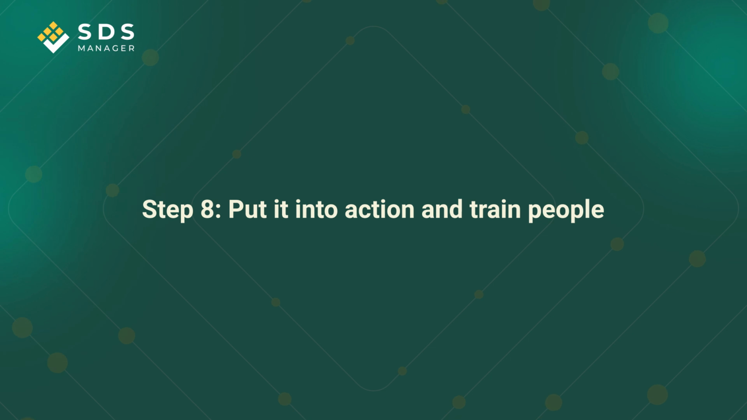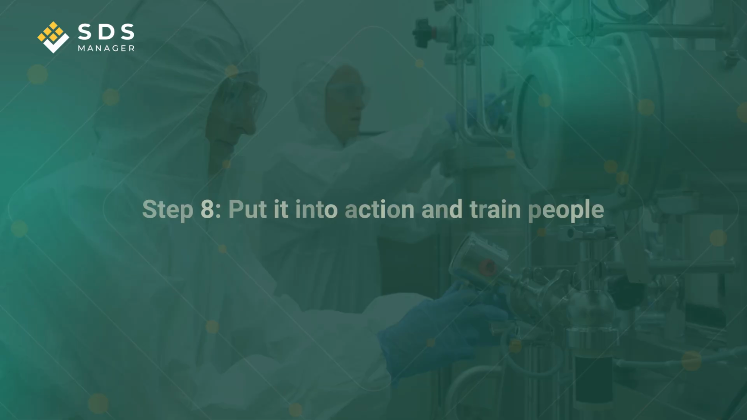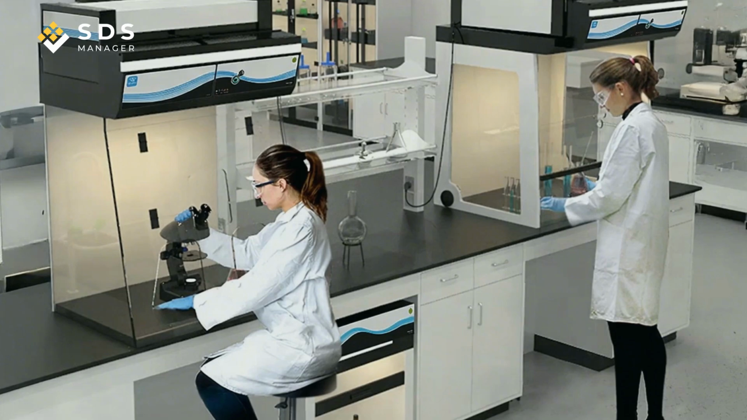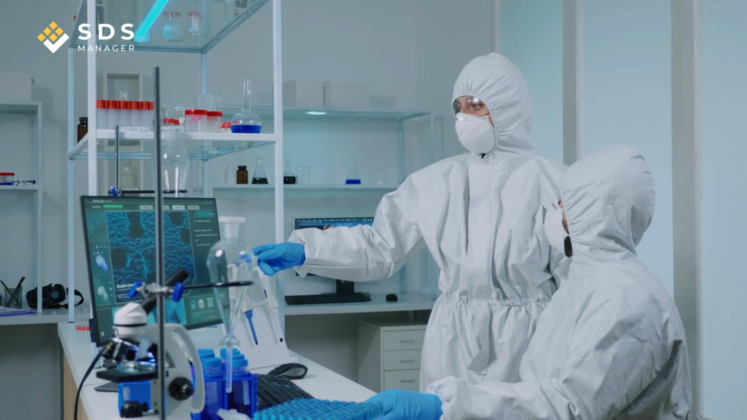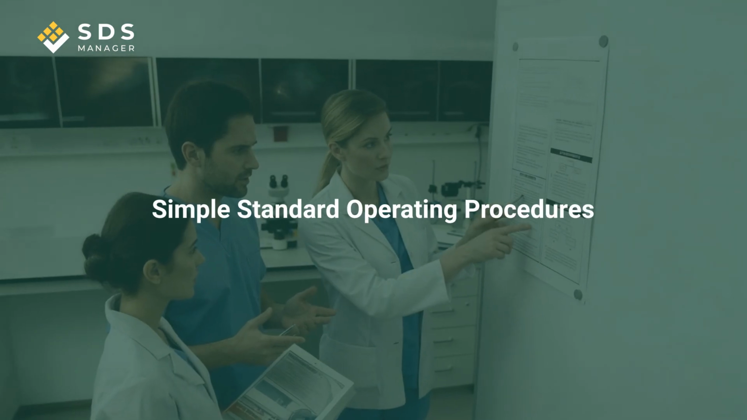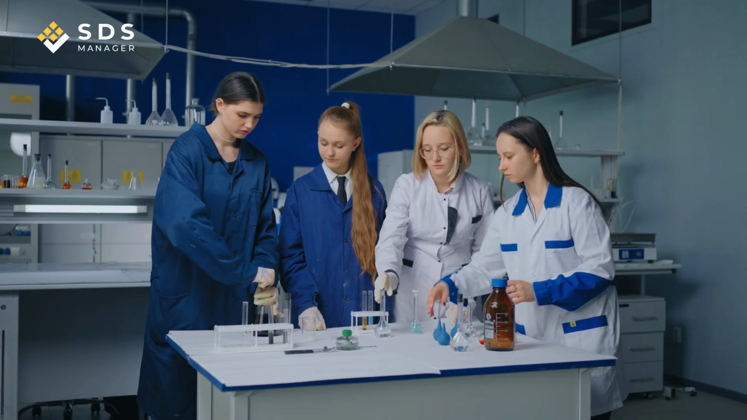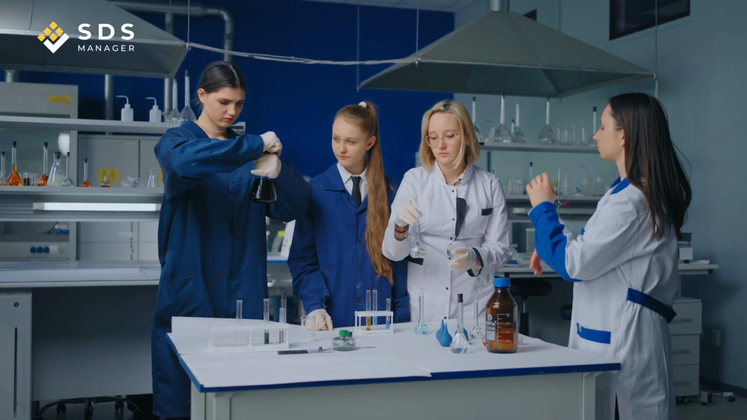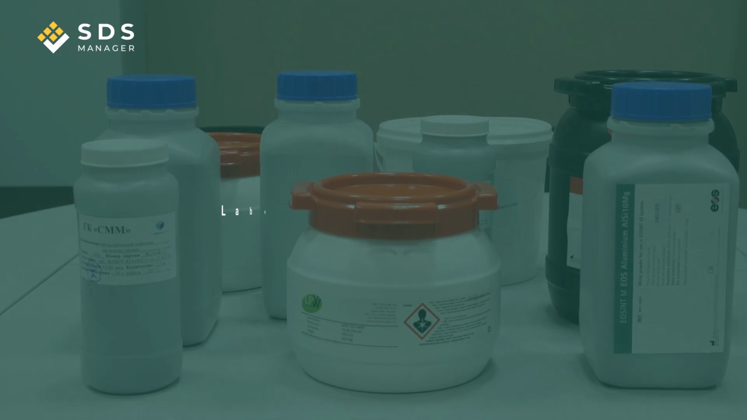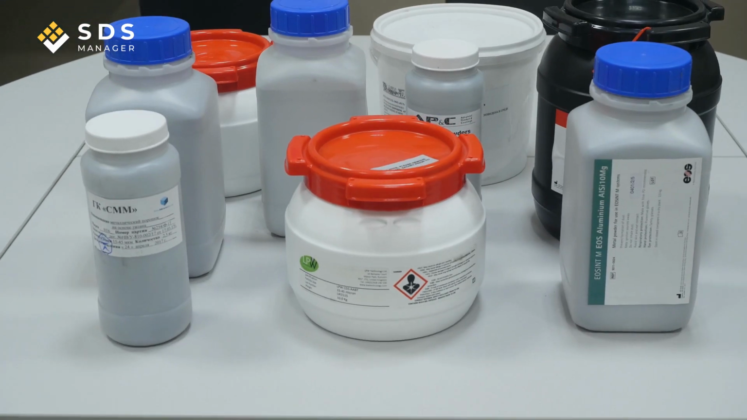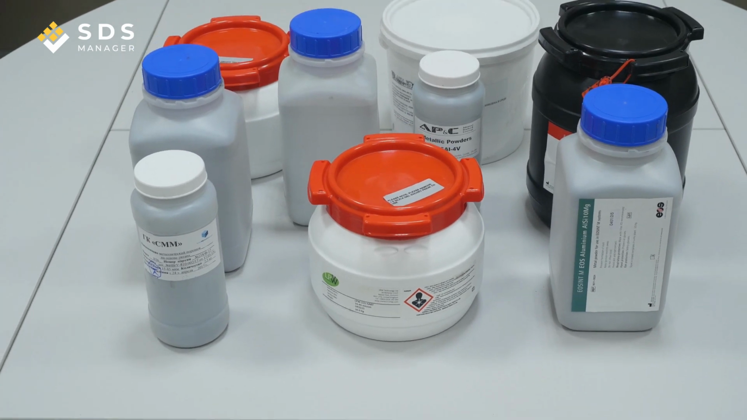Step 8. Put it into action and train people. Put the controls in place: ventilation, labels, storage, spill kits. Update or create simple standard operating procedures with photos if helpful. Train the team: what to do, what to wear, what to avoid, and where to find the SDS. Label secondary containers right away. An unlabeled bottle is a hazard by itself.